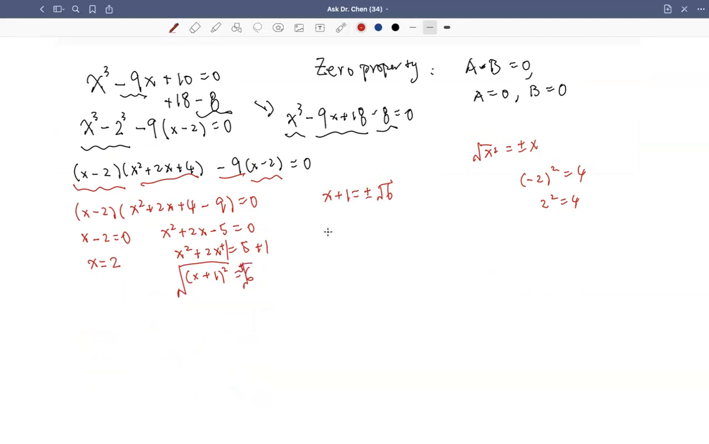Now move 1 to the other side, it becomes negative. So we get x equals -1 plus square root of 6 or -1 minus square root of 6. So we have three solutions. Right? A rational solution, x equals 2. Irrational solutions coming in pairs: -1 plus radical 6, -1 minus radical 6. So that's how we solve this kind of equation.